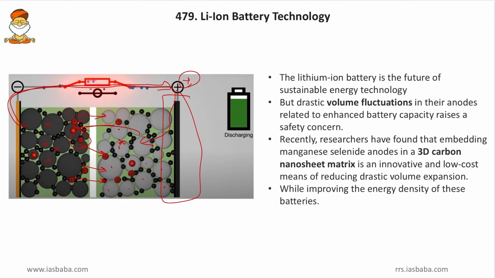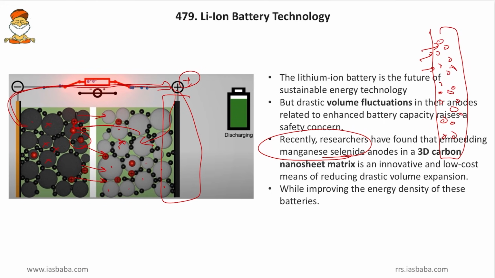using manganese selenide, and this manganese selenide is not used as a metal as a whole. The nanoparticles of manganese selenide are used as anode, and these nanoparticles are embedded via the carbon nanotubes. So now what happens? The surface area of the anode increases because more and more electrons can get attracted to the increased surface area of this manganese selenide, and moreover they are very minute in nature.